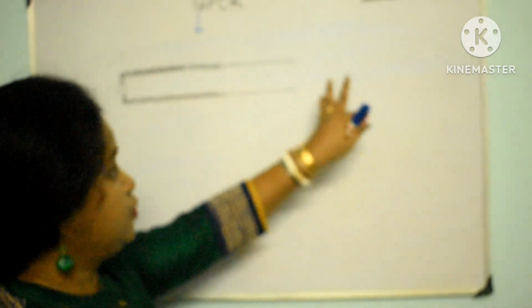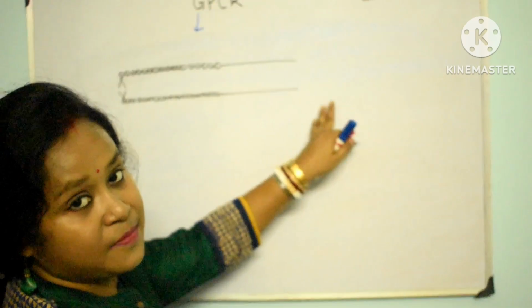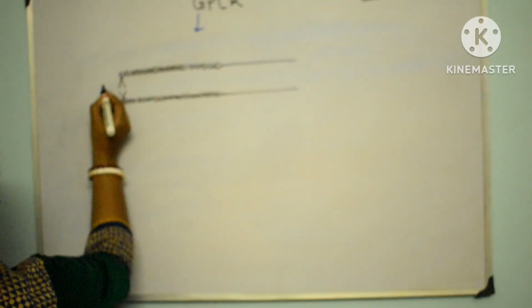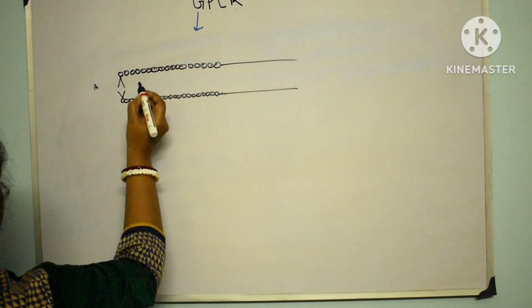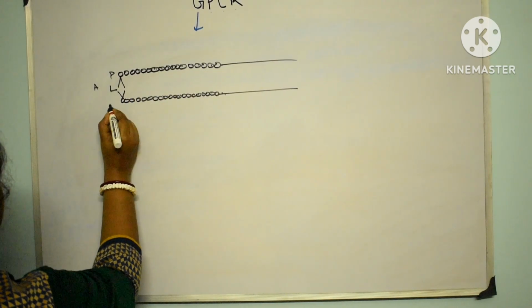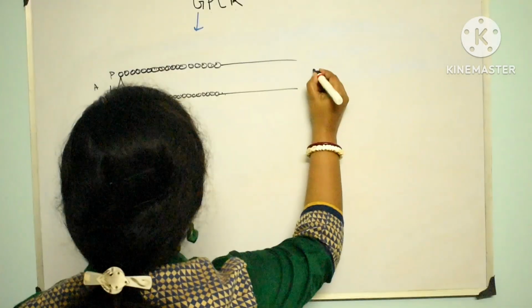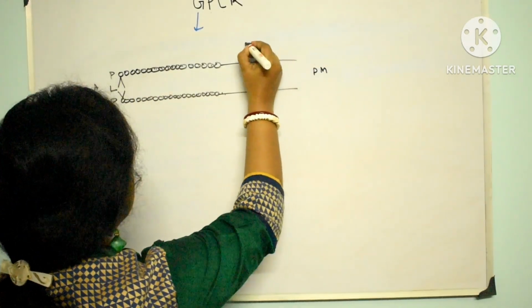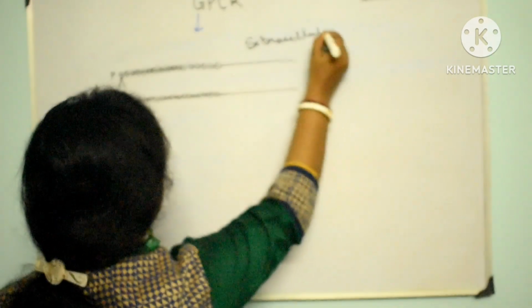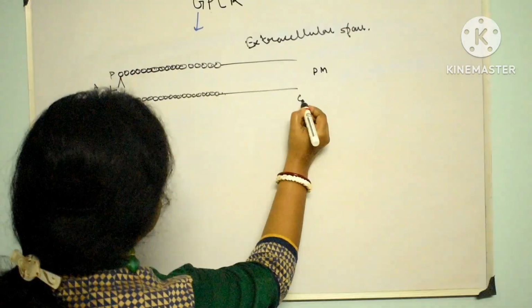This structure should be drawn here. I am writing here for time saving as a straight line, and this is figure number A. This is protein, lipid, protein of the plasma membrane. This is the plasma membrane. This is extracellular space. This is cytosol.